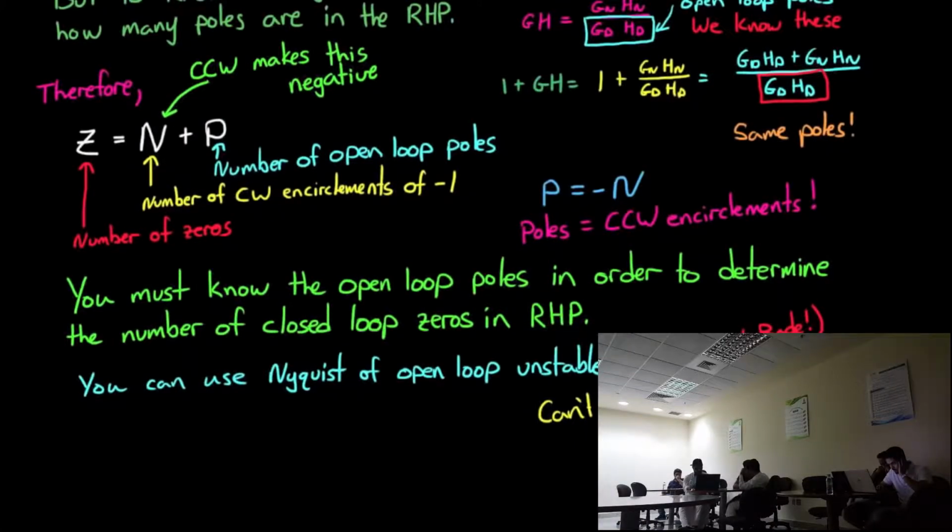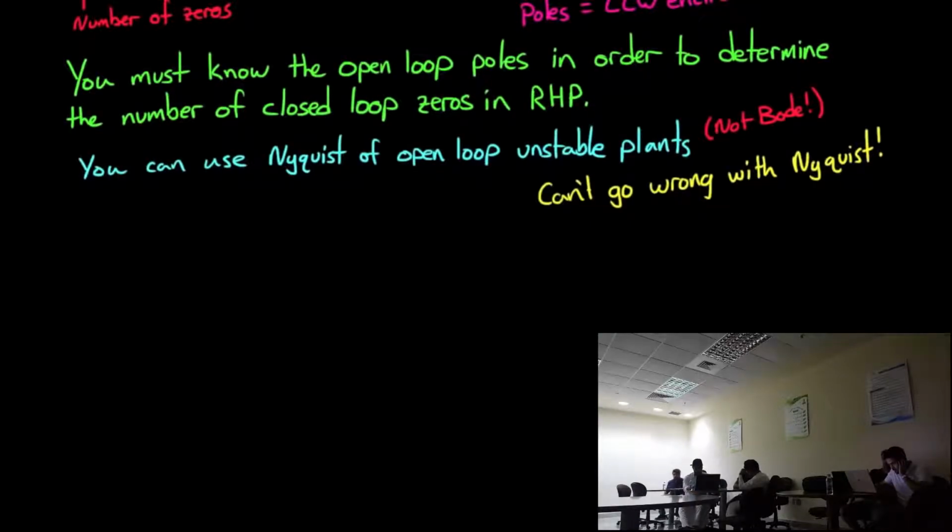Bode plots are nice because they're easy to sketch by hand. However, if you have access to a computer, you won't go wrong if you always use Nyquist plots to determine stability and stability margins, and then just use Bode plots for frequency response analysis.